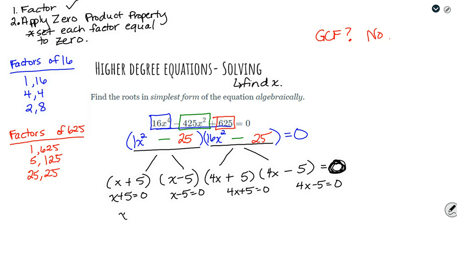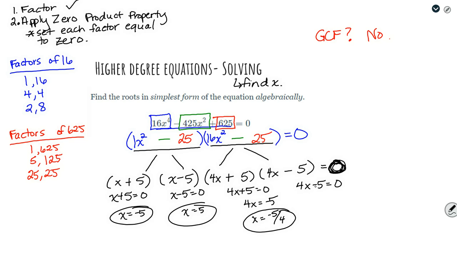Solve each equation. I get x equals negative 5. Add 5 to both sides here. I get x equals positive 5. If I subtract 5, I'll have 4x equals negative 5. So divide both sides by 4. X would be negative 5 over 4. And then add 5 to both sides, you get 4x equals 5. Divide both sides by 4, x would be 5 over 4.